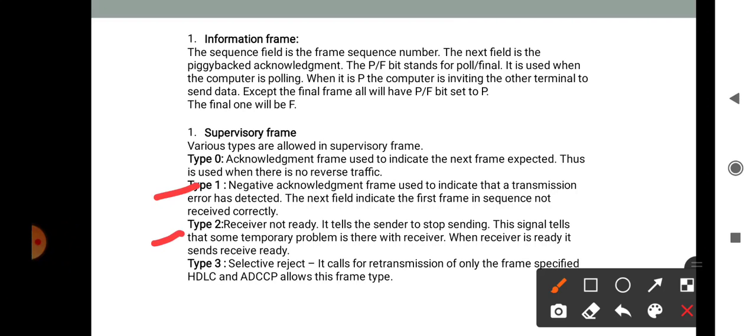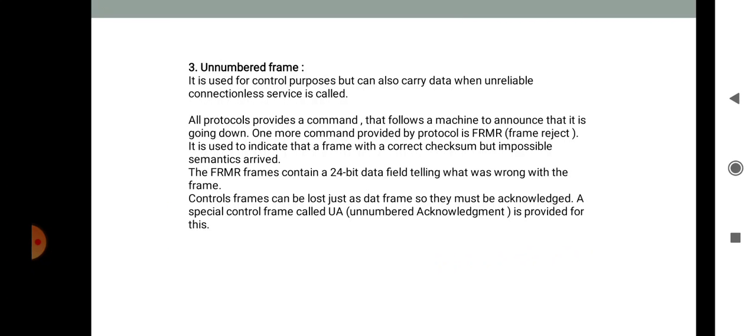Then type 2, receiver not ready. It tells the sender to stop sending, and this signal tells that some temporary problem is there with the receiver, and when the receiver is ready, it sends a receive ready and the sender resumes. Then type 3, selective reject. It calls for the retransmission of only the frame specified, and SDLC and HDLC allow this frame.